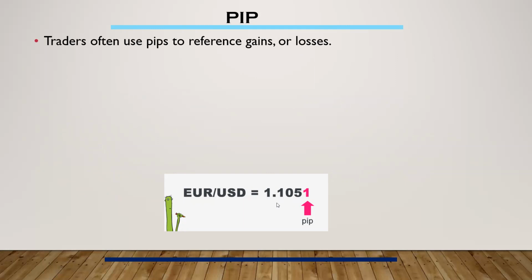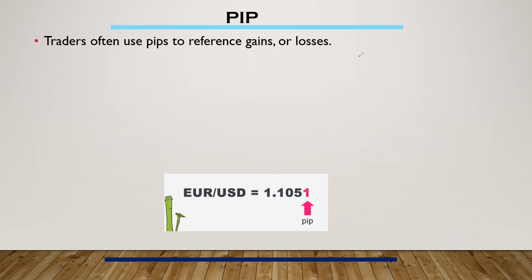Your pip in this scenario is the fourth decimal point. You have 1, you have 2, you have 3, and 4. The 4 decimal places. So in this case, this one here is actually the pip.